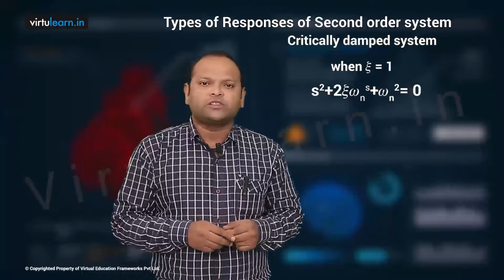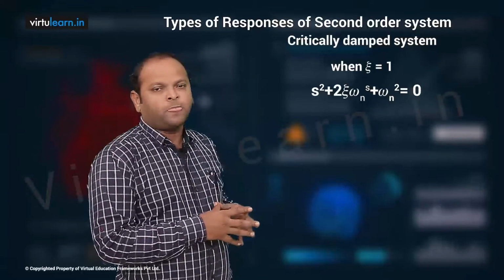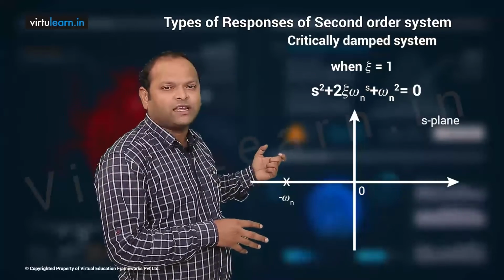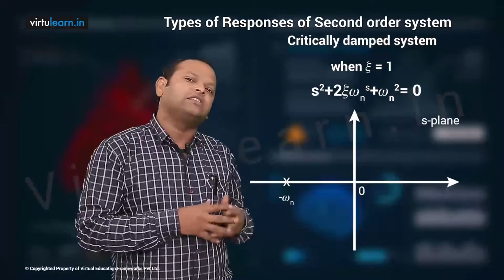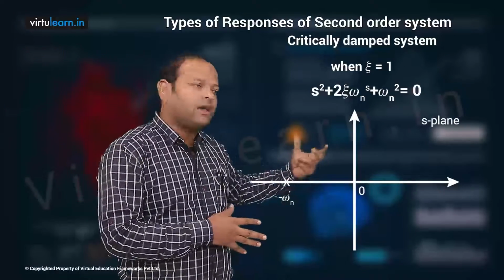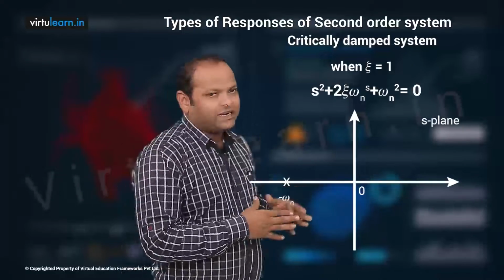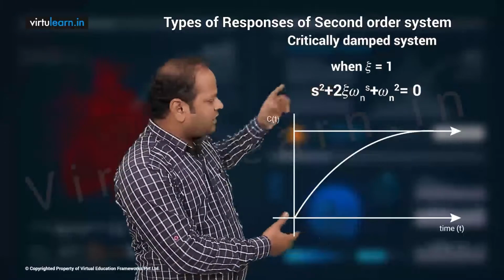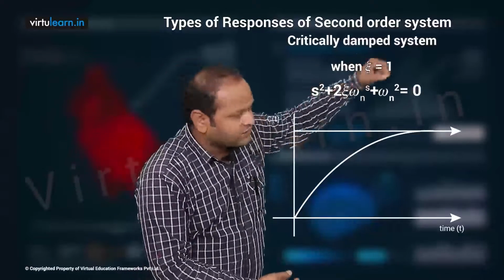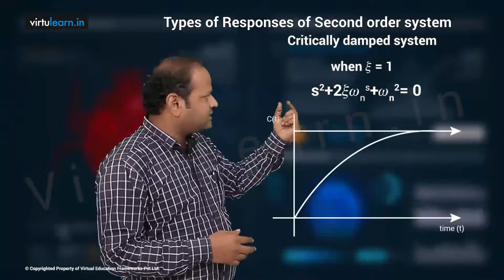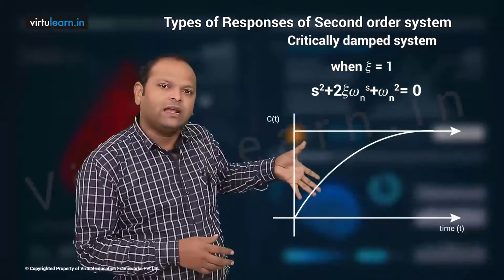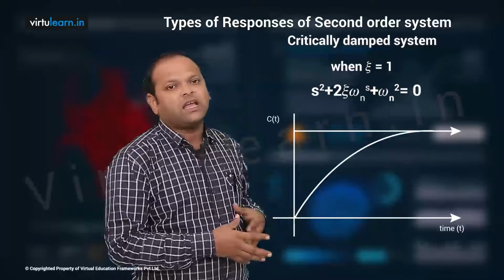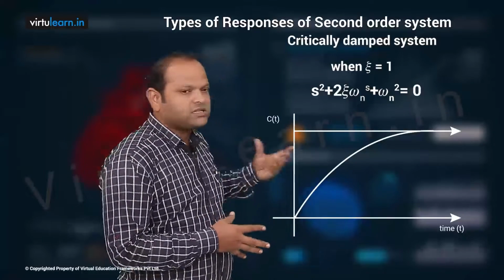So there are two poles existing on the negative real axis. The two roots of the characteristic equation are equal and real, but they are in the left of the S-plane. Since the damping is enough, there are no oscillations at all. The response rises directly like a first order response and goes to the steady state value. In this case the steady state value is 1. So your critically damped response is almost similar to your first order response. Critically damped means enough damping is available to the system.